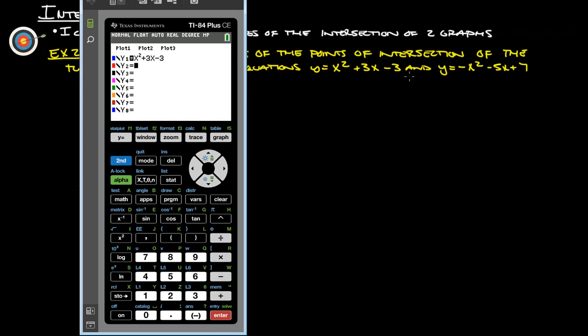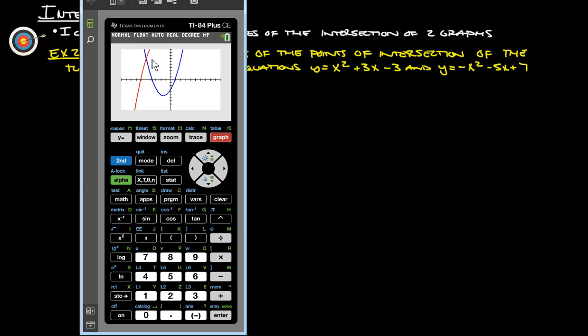Enter, and it'll take us to the second one. And then we got negative x squared. So when you're doing negative x squared, do this, not subtraction. Do negative x squared minus 5x plus 7. Okay, and we've already done our zoom from before, so we don't have to mess with that anymore. But if your window looks goofy, then you can always go back to zoom standard, and that will get you positive 10, negative 10 on the x, positive 10, negative 10 on the y.